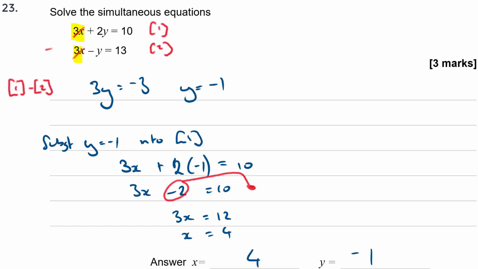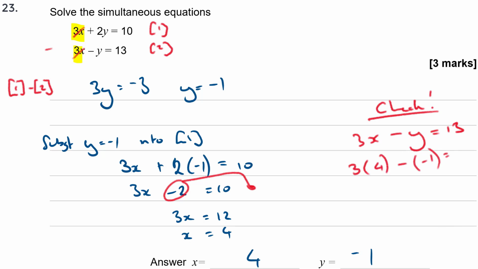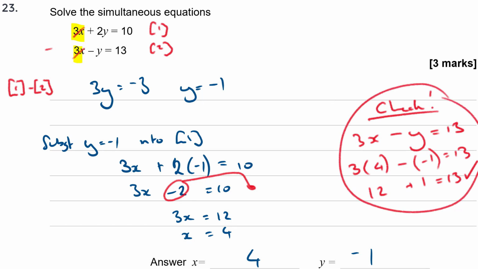Always a good idea to check these just by subbing both values into the second equation, the other equation we didn't use. So 3x minus y equals 13. So 3 lots of 4 minus negative 1. Is that equal to 13? 12 subtract negative 1, 12 plus 1 is 13. So yes, it does work. Always a good idea to do checks in the exam. You'd better find out in the test that you're wrong rather than when your results come back.